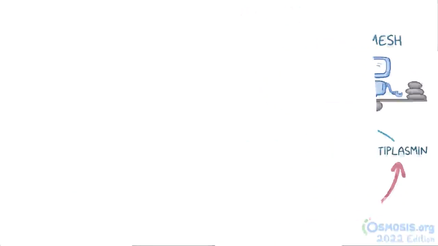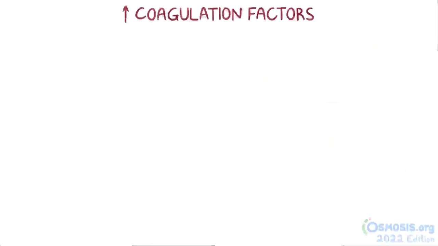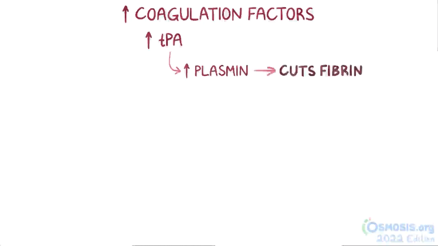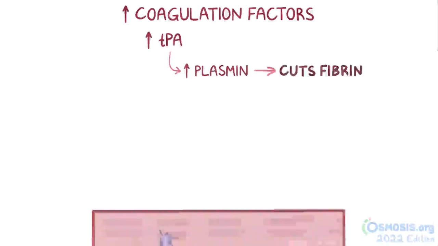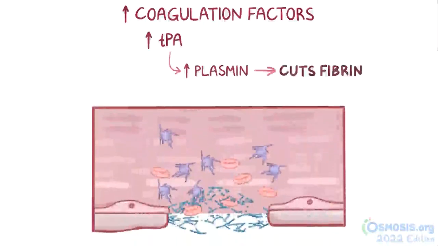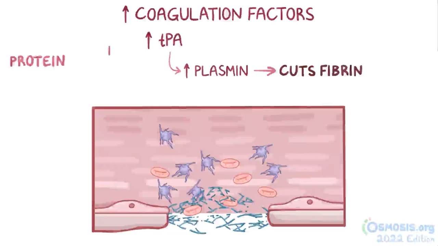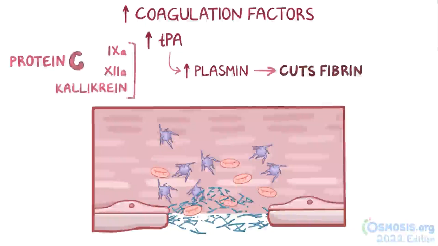Now, during an injury, more coagulation factors get activated, which causes more TPA to get released by the endothelial cells, and more plasminogen gets converted to plasmin. Plasmin then acts as a protease and cuts the fibrin into smaller pieces, allowing the trapped red blood cells and platelets to float away, letting the clot dissolve. Now, although TPA is the main activator of plasmin, a few other proteins activate plasmin as well, including coagulation factors 9A, 12A, kallikrein, and protein C.